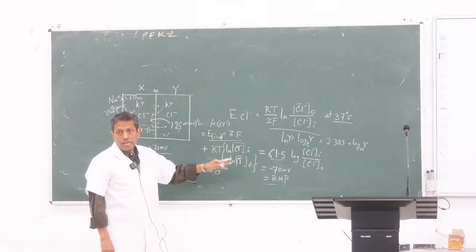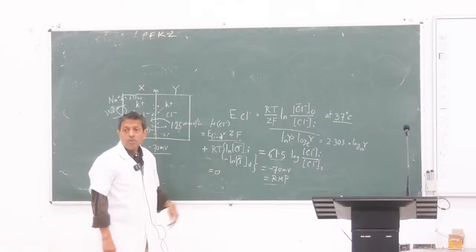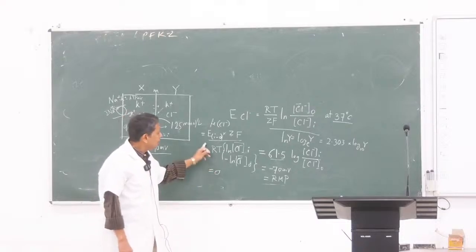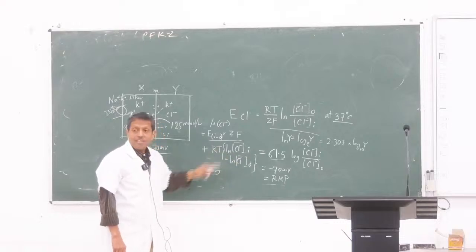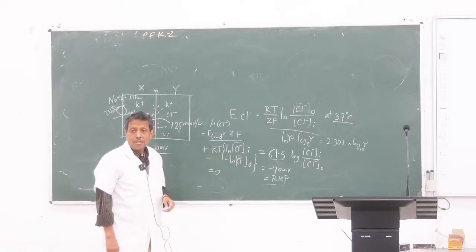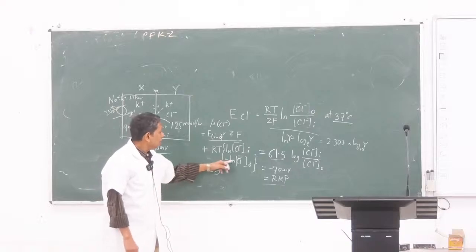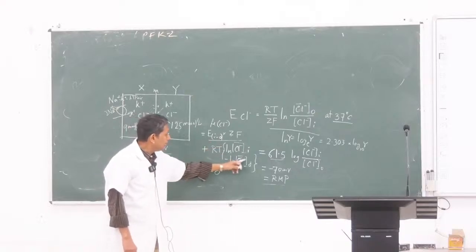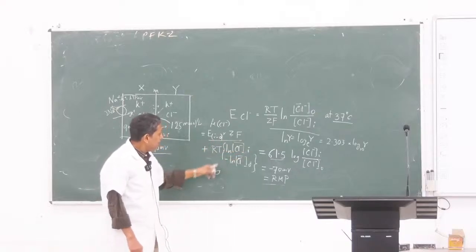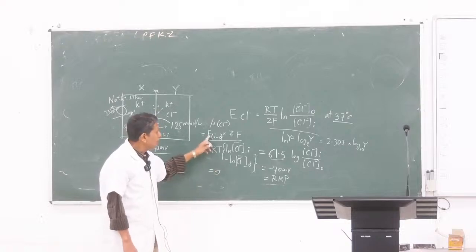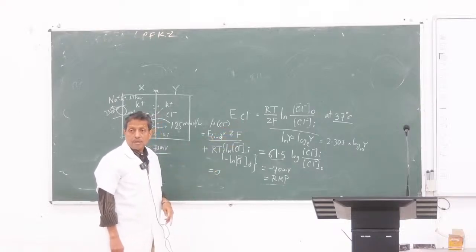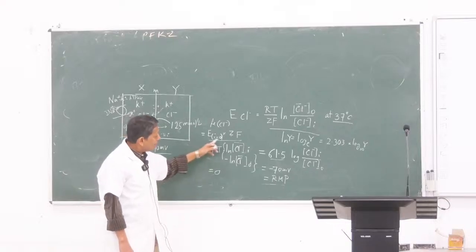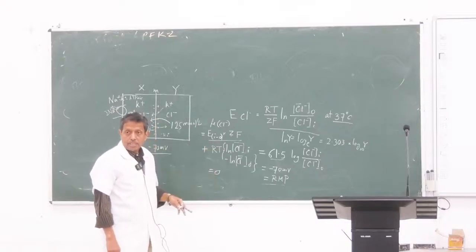One is due to the concentration difference, and the other is due to the electrical difference, and so their sum is equal to 0. Then you calculate, and you get the ECl, and it is the Nernst potential. Initially it is inside minus outside.